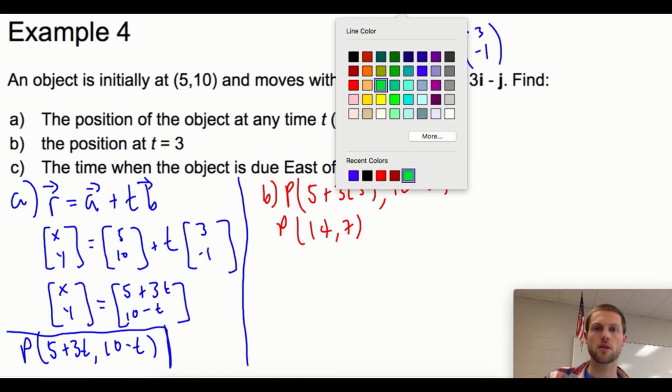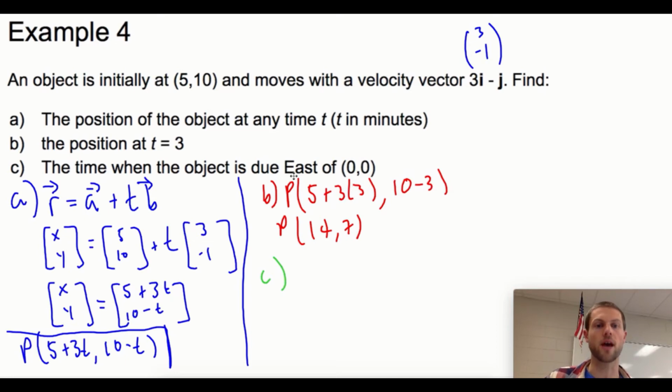All right, and then finally, the last piece is to find the time when the object is due east of the origin. So let's think about this for a second. Graphically, I've got this object up here at (5, 10), about here, and it's moving to the right and down, in this direction. Eventually, it's going to cross the x-axis. This is east of the origin. Here's my origin (0, 0), and due east would be right here.